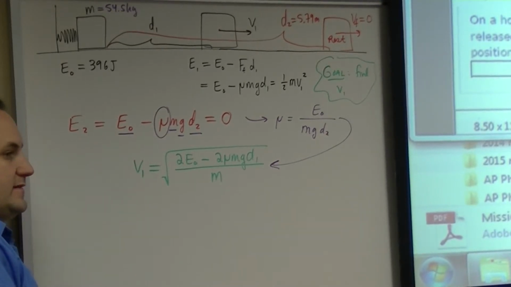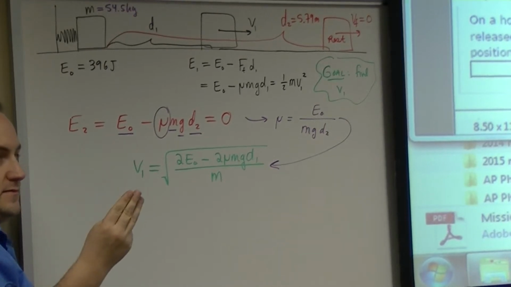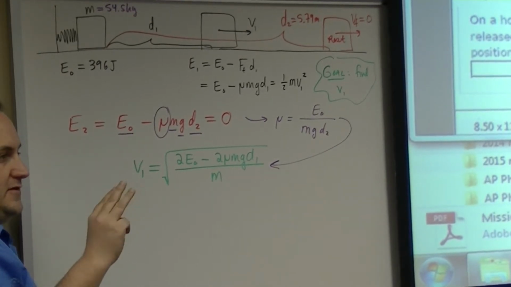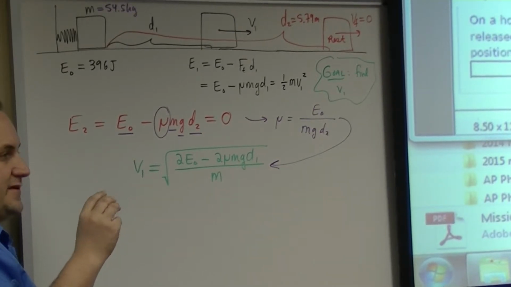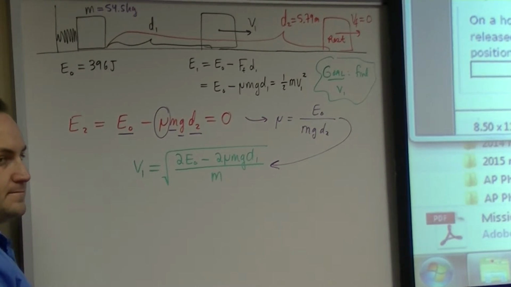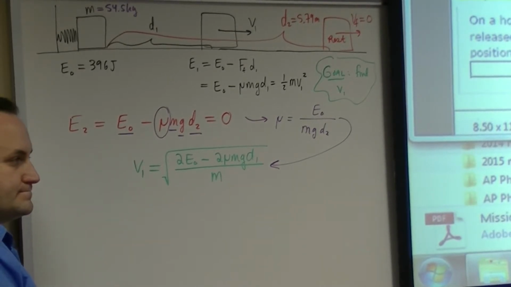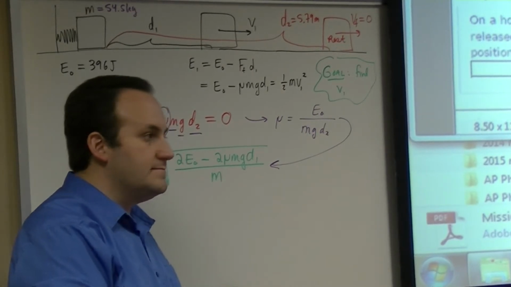The key is to look at the three events that you're given: the start, the middle, and the end, right? Energy's not conserved here because there's friction, but the energy is lost in a very systematic way due to the work done by friction. So. Any questions?